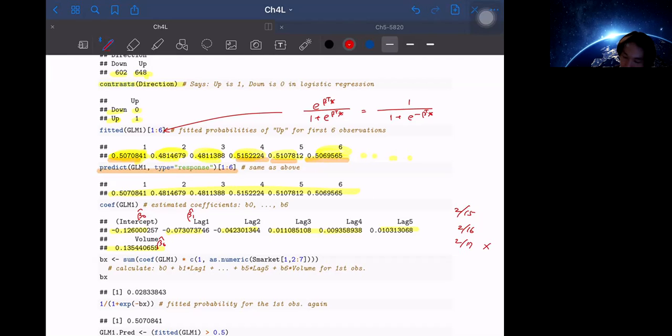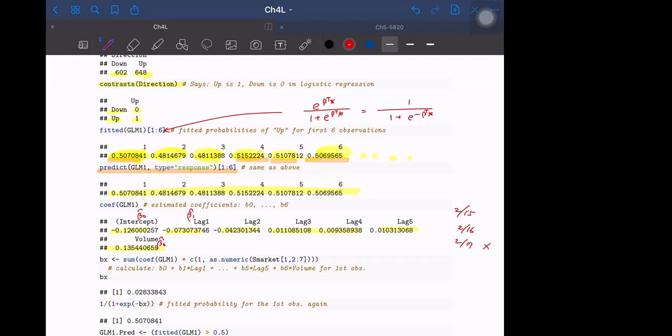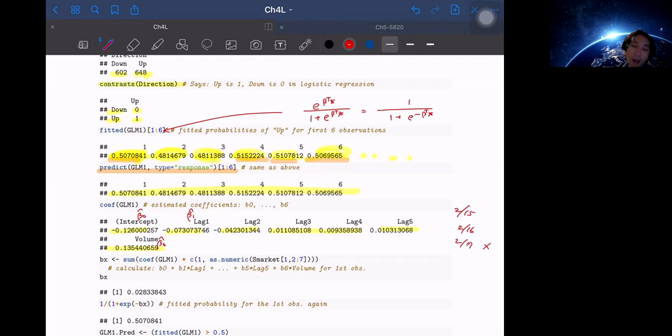Sorry, Professor. I have two questions. First, can we see rho square or adjusted rho square or log likelihood function in R? No, we cannot define that.